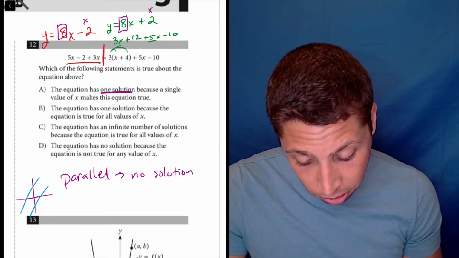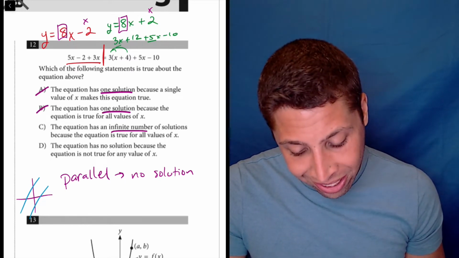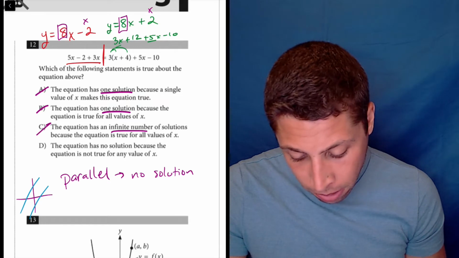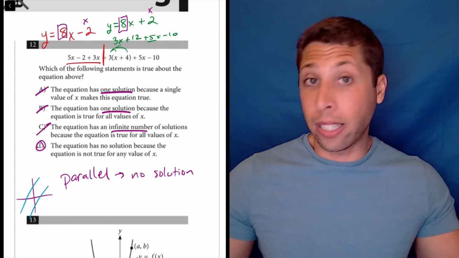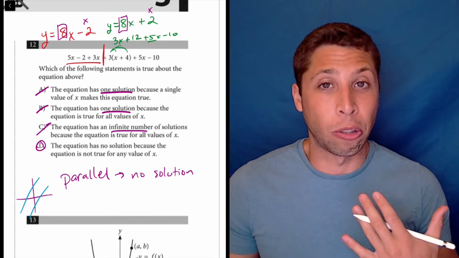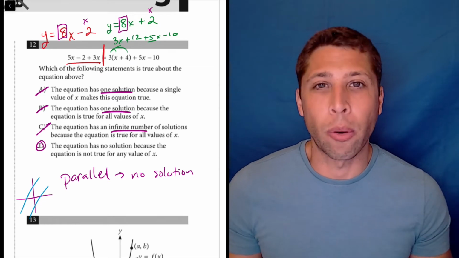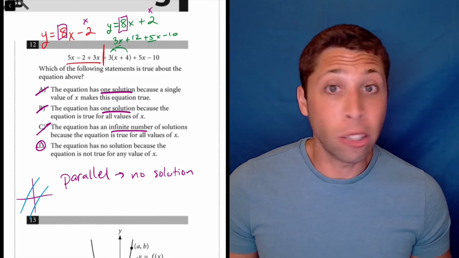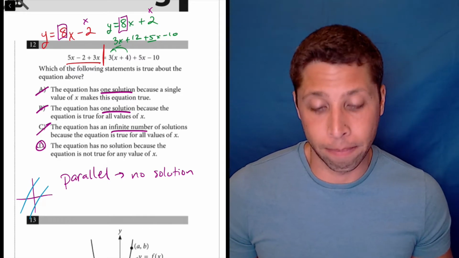So the equation has one solution? Nope. The equation has one solution? Nope. The equation has an infinite number of solutions? Nope. The equation has no solution because the equation is not true. So I'm assuming I did everything right, and it's going to be D. Of course, I could be wrong. It's possible I made some careless mistake. If I had more time, I'd probably come back to this one because it's phrased so weirdly and there's a lot going on. But it's really just a vocab question at the end of the day. It's kind of backwards, but it's testing vocab.